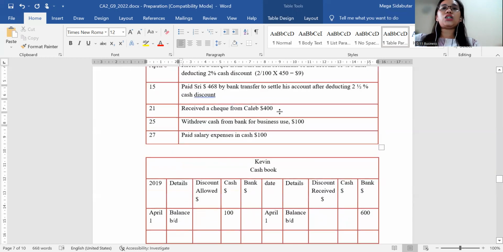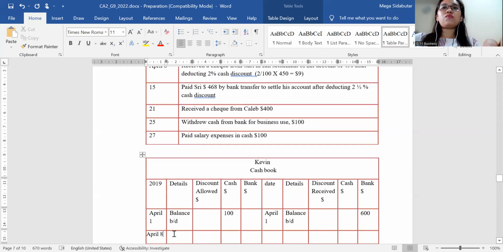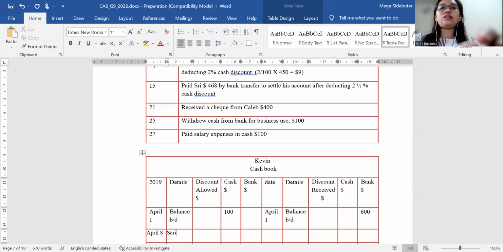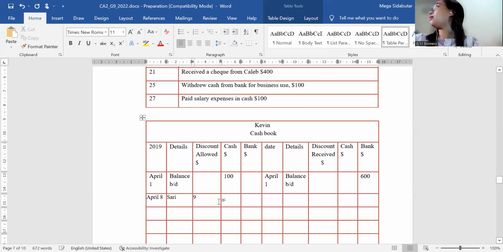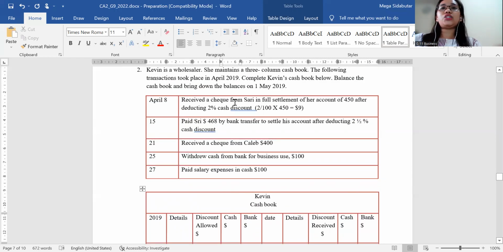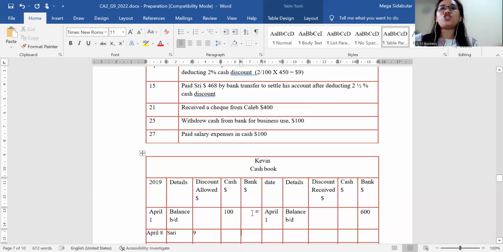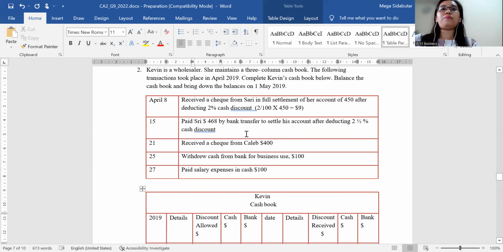Since this one is received, we put it on the debit side, April 8. We receive from Sari, so that will be Sari. How much? There will be a discount allowed of 9. And since it's a check, it will affect our bank. So 450 minus 9 will be 441. Okay, that will be April 8.